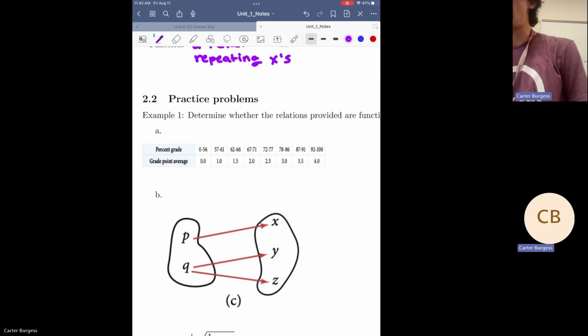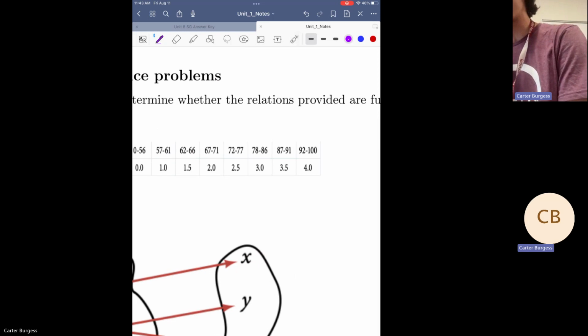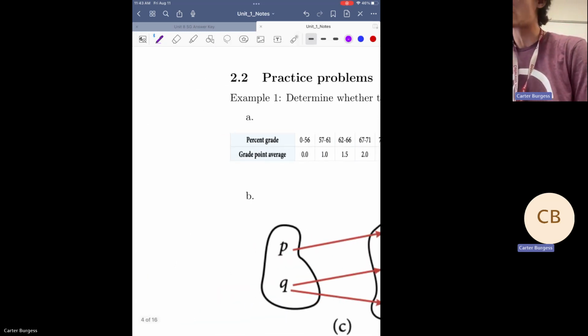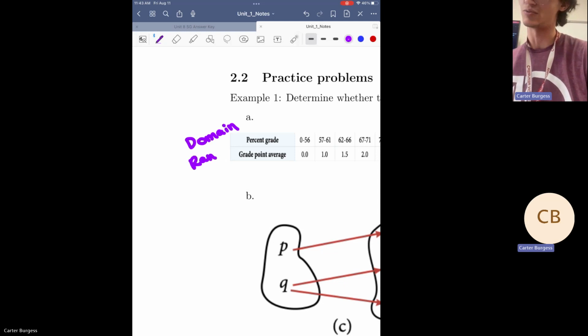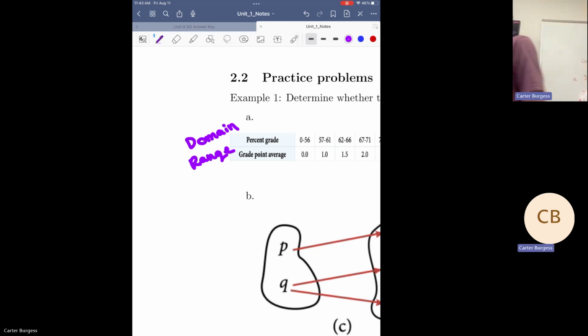All right, so let's take a look at a couple of examples here. The goal is just to identify whether what we are looking at is a function or a relation. For example A, I'm going to add an extra caveat. We're going to say that the percentage grade is the domain, and the grade point average is the range. This could be range or codomain; in this case, they're the same.